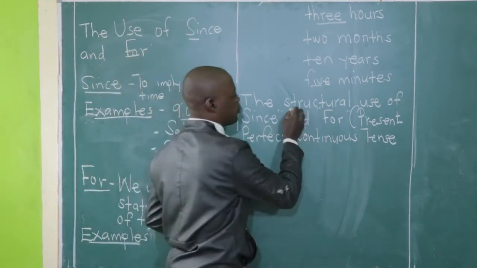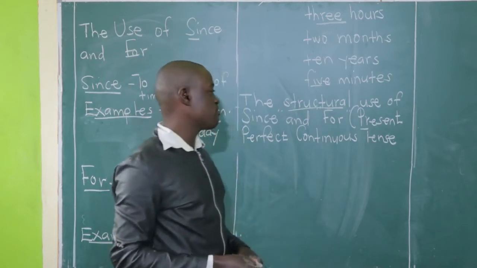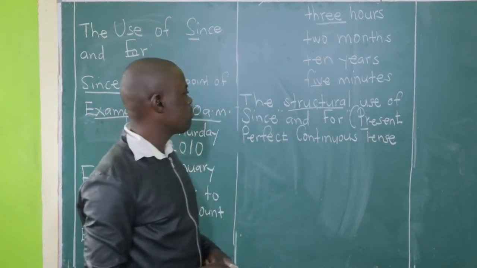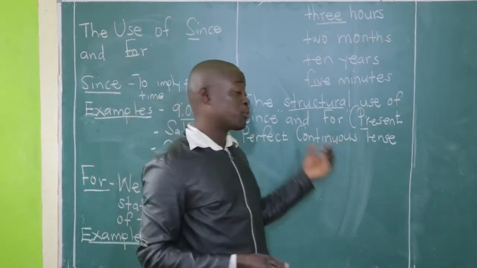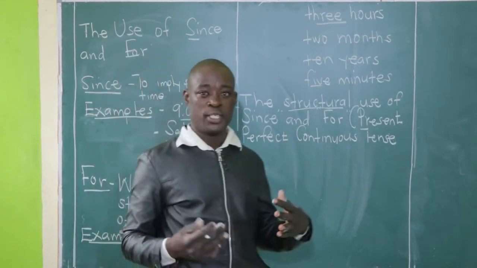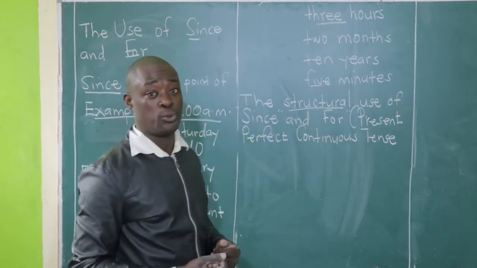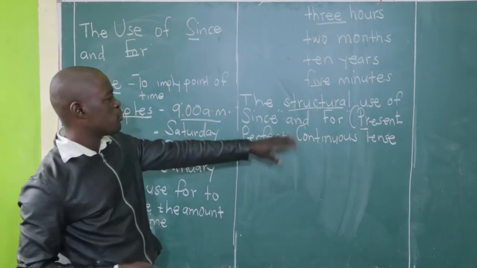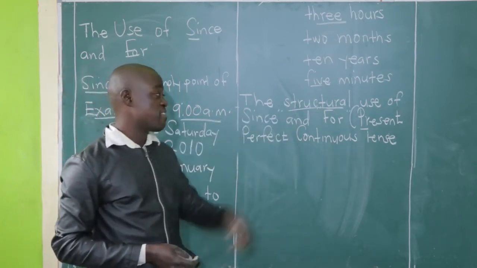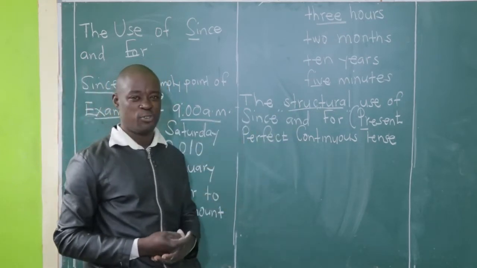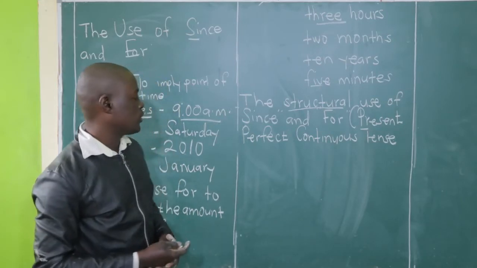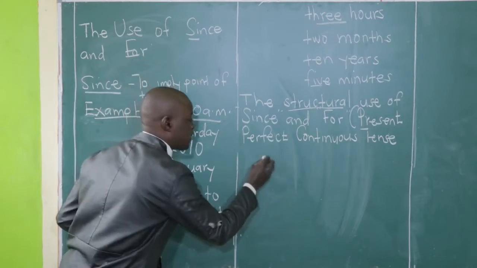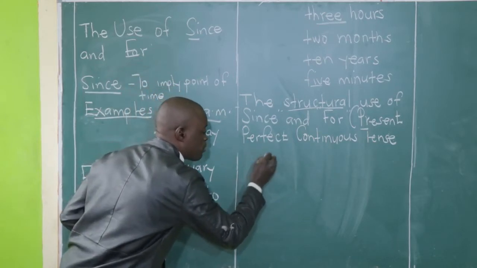You shouldn't be confused with the word structure. A structure is like a building, and when it comes to sentence construction, a structure is a form that helps us to construct some sentences in English. So we are going to look at the use of for and since in the present perfect continuous tense. So let's not be confused with the present perfect continuous tense. This tense has something to do with the following format here.